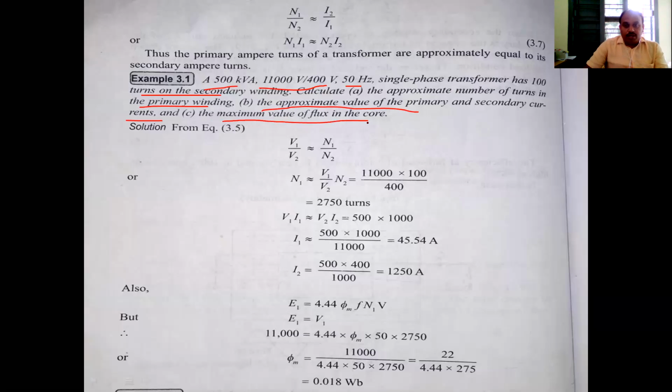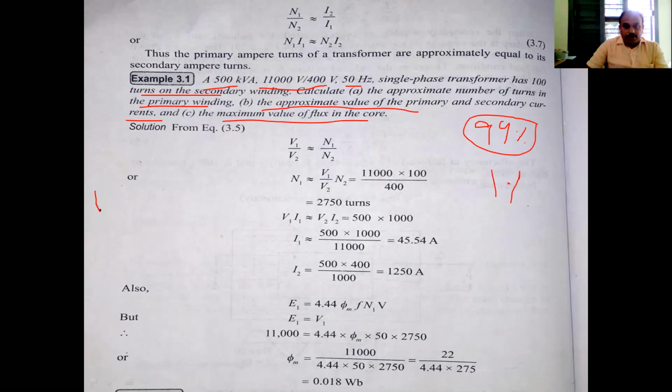So we all know that a transformer has around 98 to 99% efficiency, because a transformer is a static device. There are no rotating parts in a transformer. So 1% is the losses existing in the transformer. If you neglect the 1% losses, then input equals output.